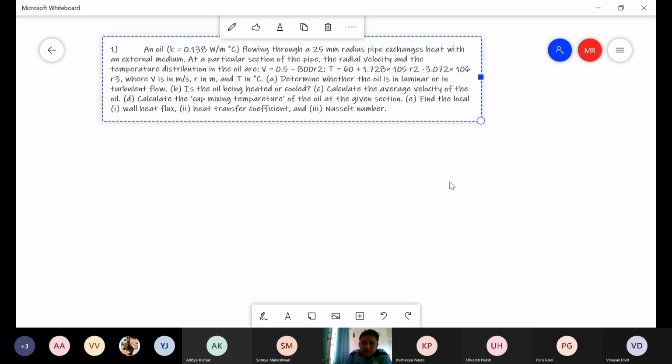Determine whether the oil is in laminar or in turbulent flow. The second part is the oil being heated or cooled. Part C is calculate the average velocity of the oil. Part D is calculate the cup mixing temperature of the oil at the given section. Find the local wall heat flux, heat transfer coefficient, and Nusselt number.